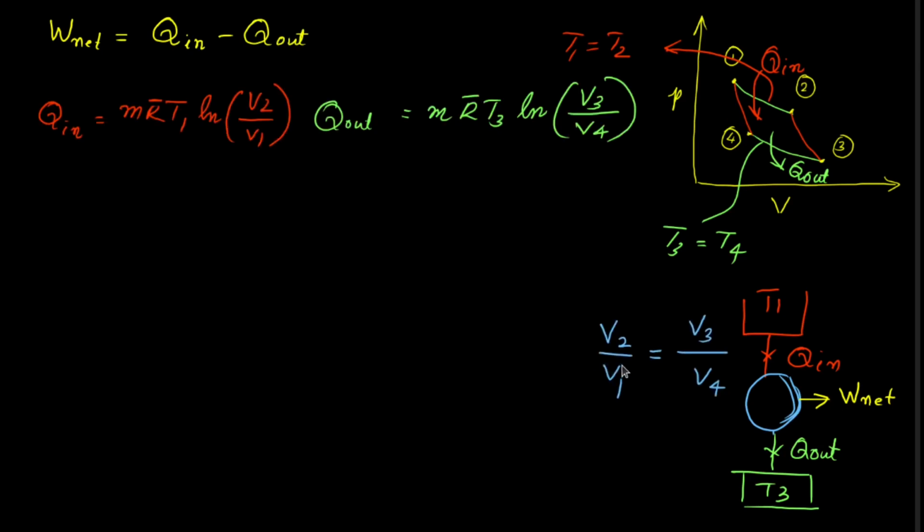So from our earlier discussion, we have obtained these two expressions. So Q in is m r bar T1 log V2 by V1, and Q out is m r bar T3 log V3 by V4, and we have also seen that V2 by V1 equal to V3 by V4. From that we can write Q out as m r bar T3, V3 by V4 is same as V2 by V1, so we can write it as log V2 by V1.